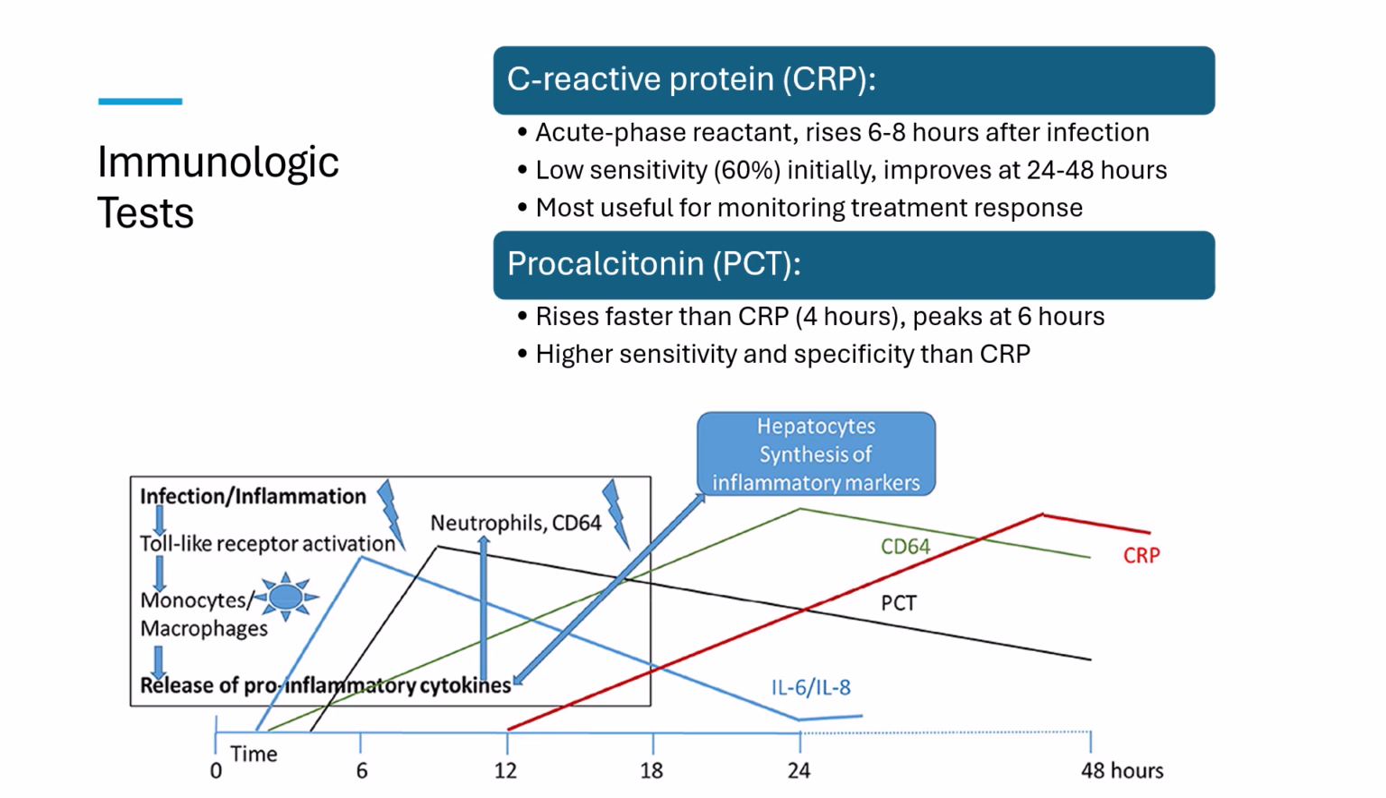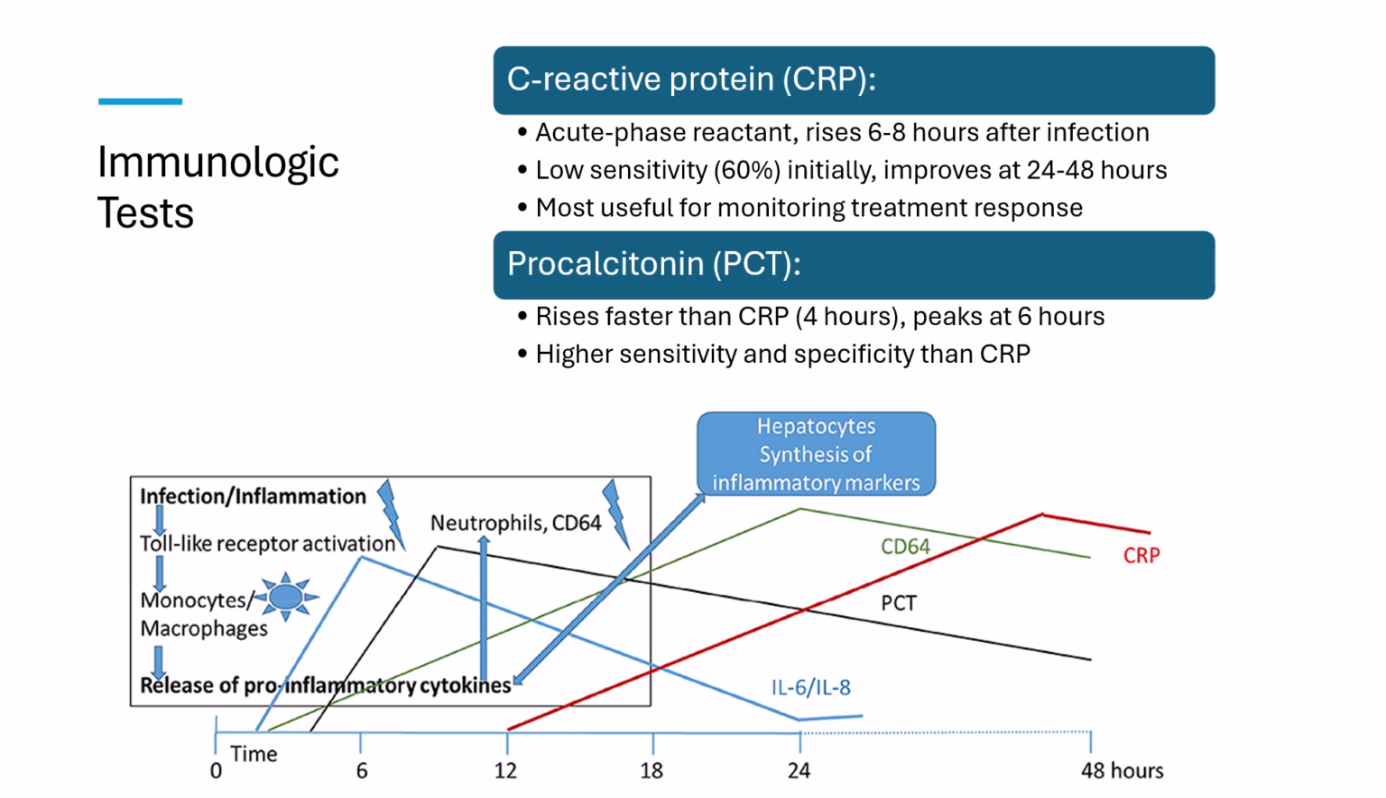Procalcitonin rises faster than CRP, starting at 4 hours and peaking at 6 hours after infection onset. It has higher sensitivity and specificity than CRP for bacterial infections. The exam often tests the relative utility of these inflammatory markers, asking which is most appropriate in different clinical scenarios.